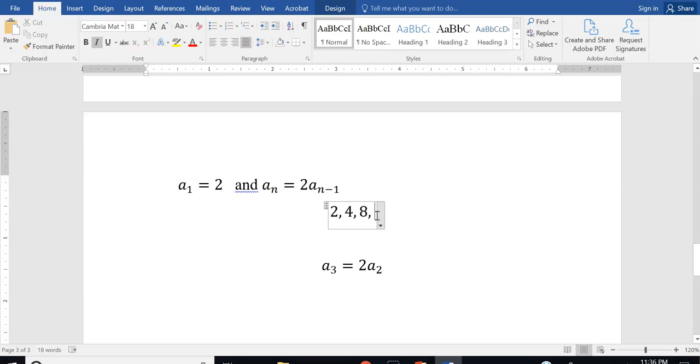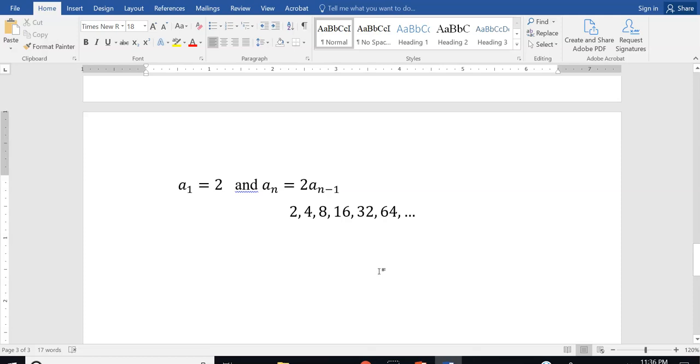Then multiply that by 2, you get a 16. Multiply that by 2, you get a 32. Multiply that times 2, you get a 64. Multiply that times 2, you get a 128. I actually can stop there because it just asked me for the first 6 terms. So those are the first 6 terms of this recursively defined sequence.